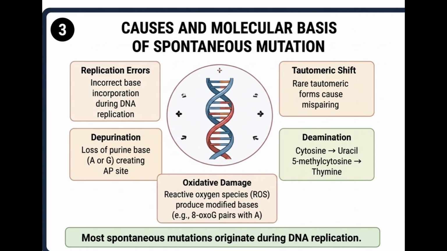Oxidative damage produced by reactive oxygen species can also modify DNA bases. For example, 8-oxoguanine pairs with adenine instead of cytosine, producing mutations. Most spontaneous mutations originate during DNA replication.